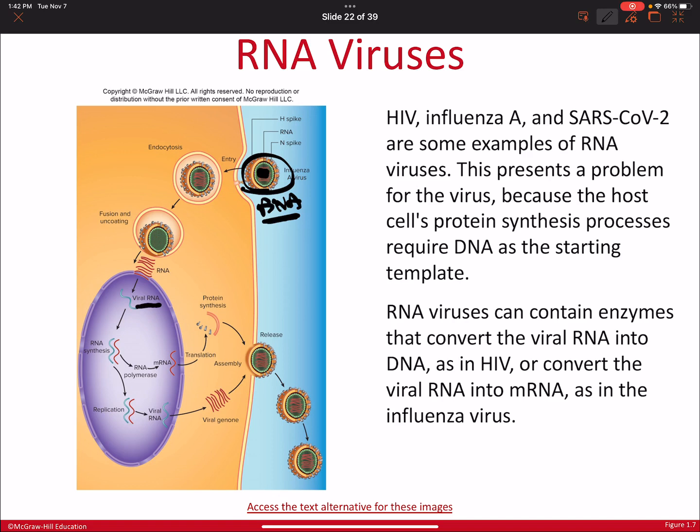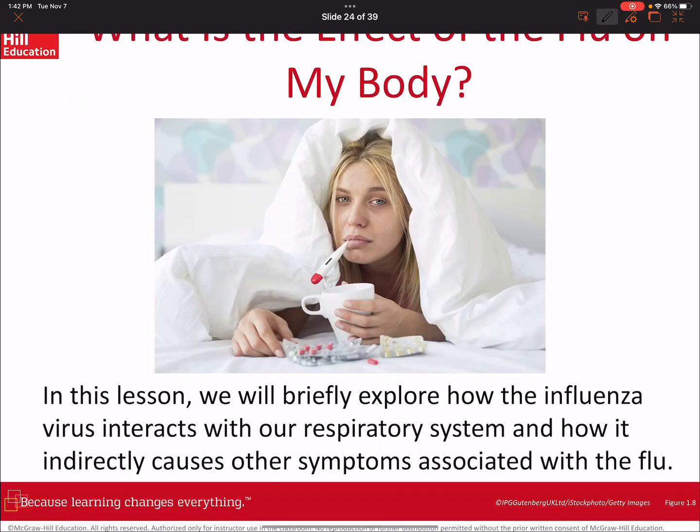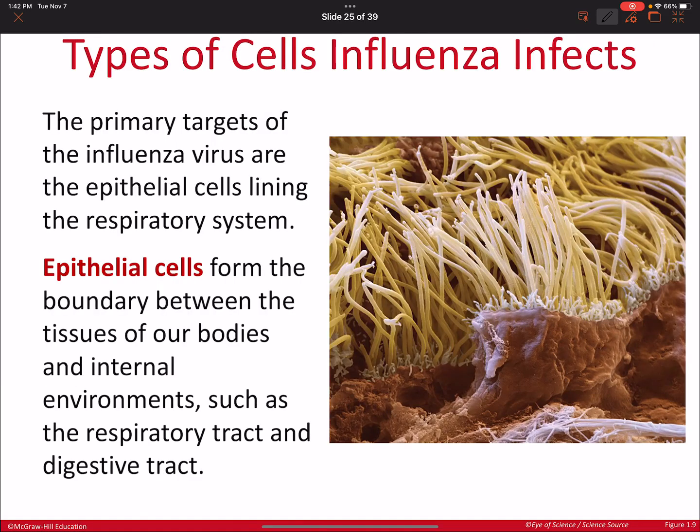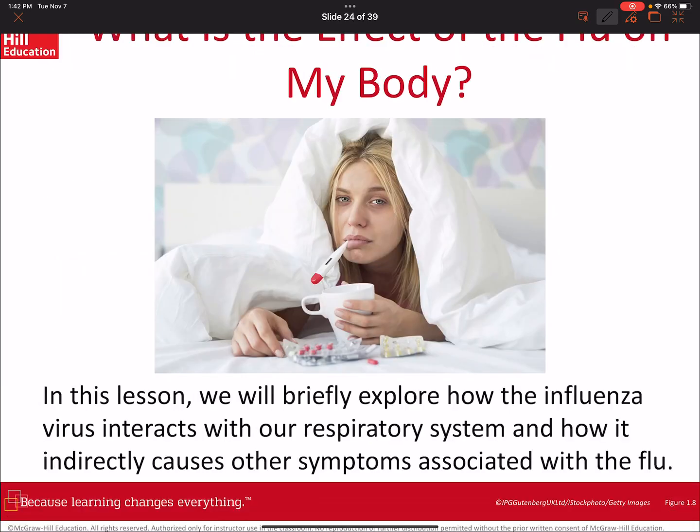So you have viral RNA synthesis, and what they do is they convert this RNA into DNA, and then you can make a messenger RNA translation where you get protein synthesis and you build new viruses from it, and those viruses can then go and affect other cells. Well, what is the effect of the flu on our bodies?